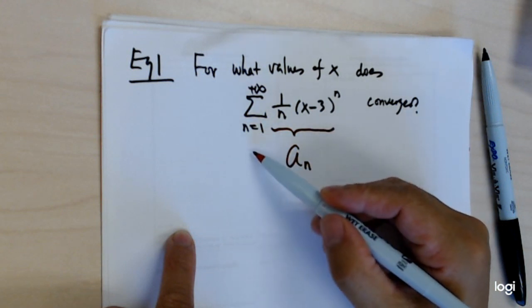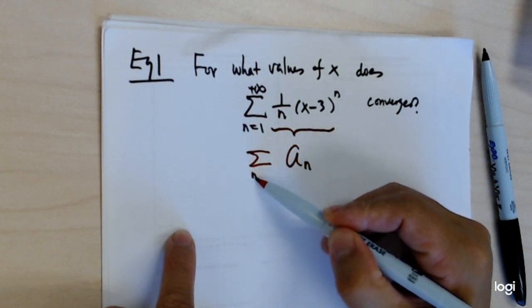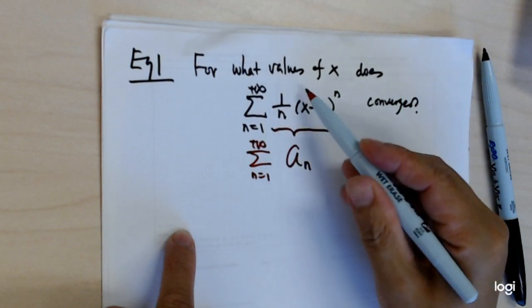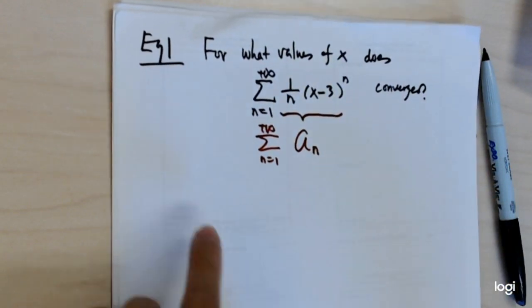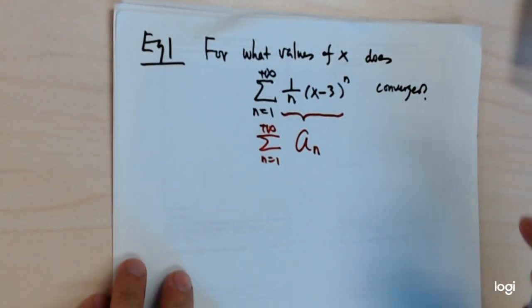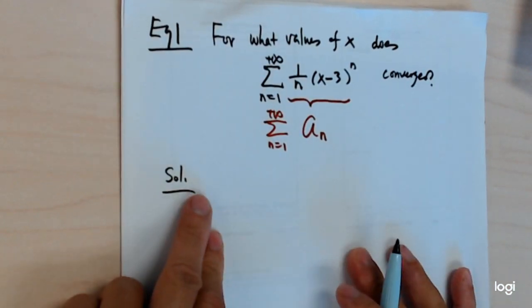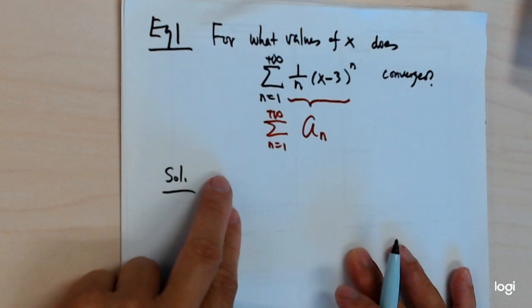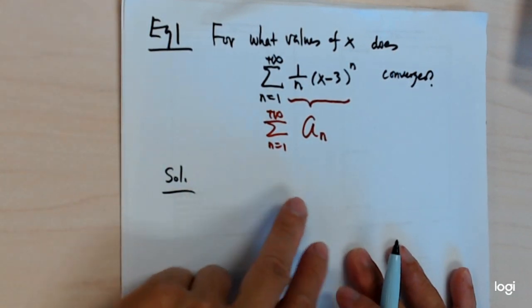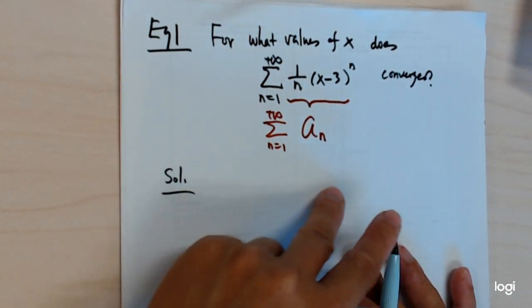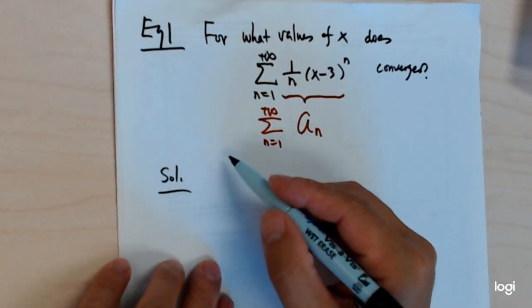So the power series becomes sigma a sub n, where a sub n is this big chunk. Okay. So here's the standard start of the solution to this type of problem. It's pretty standard, so you may want to memorize this.